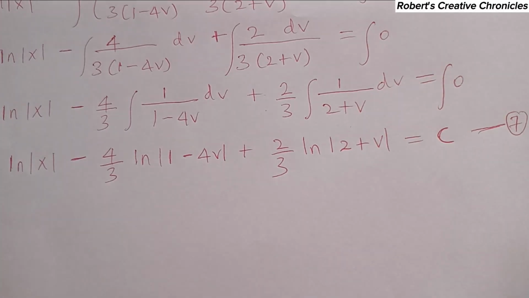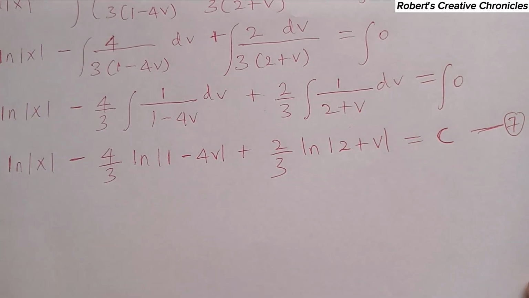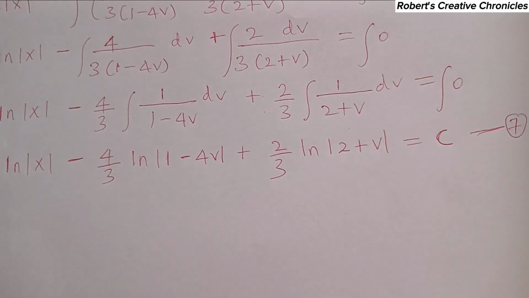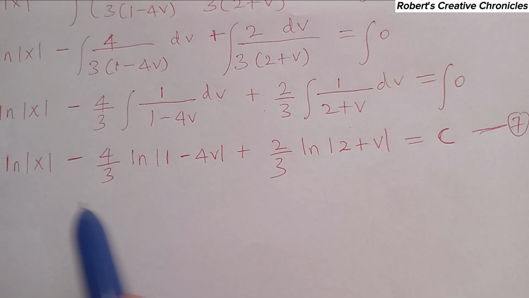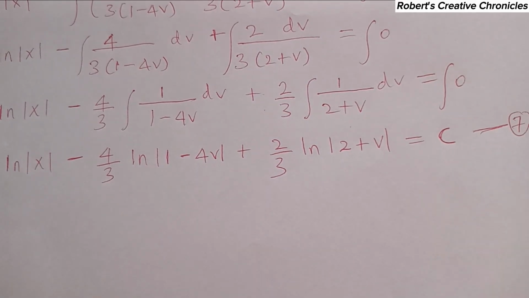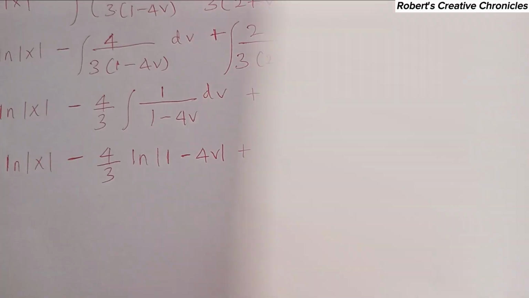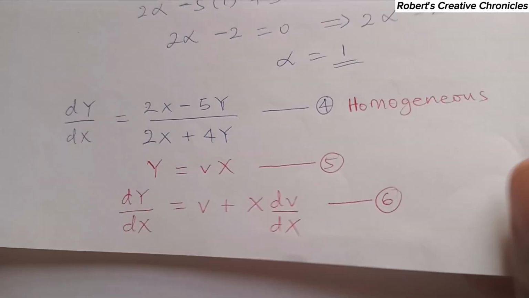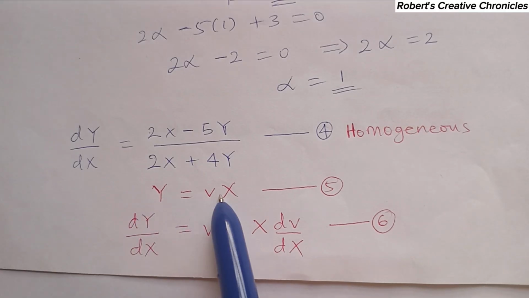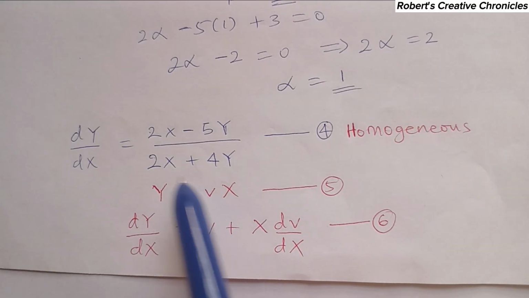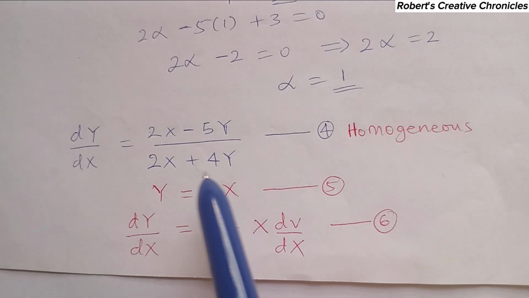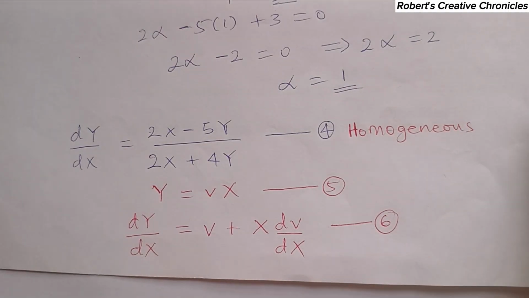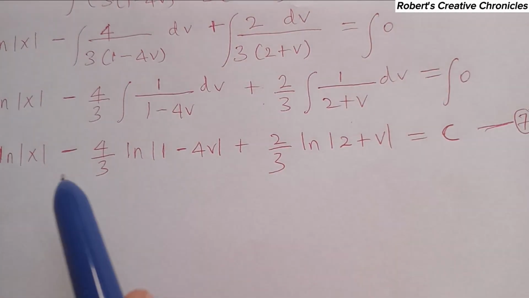So this is the expression. The last equation we did was 6, so this expression will be our equation 7. Now, from equation 5, you can see that y is equal to vx. From this expression, v will be equal to y over x. So anywhere we see v, we'll put y over x, because we want our equation to be in terms of x and y only.